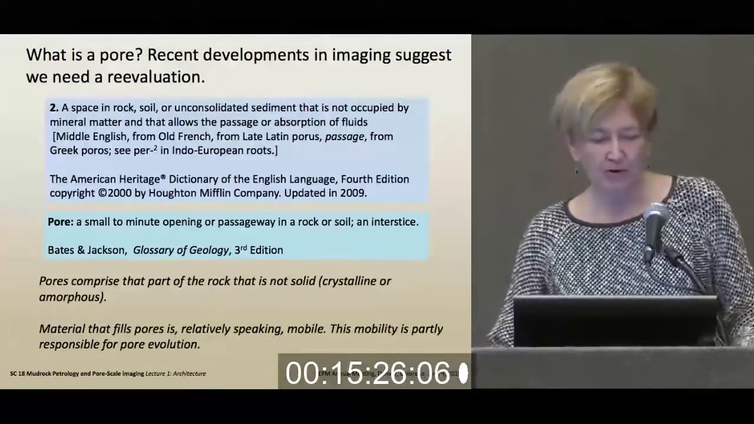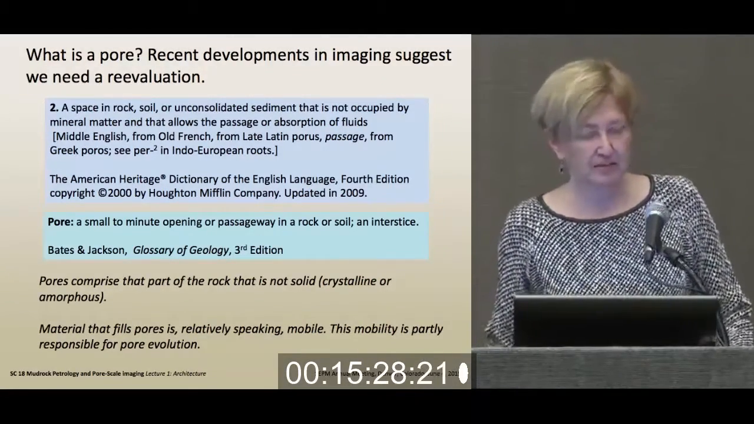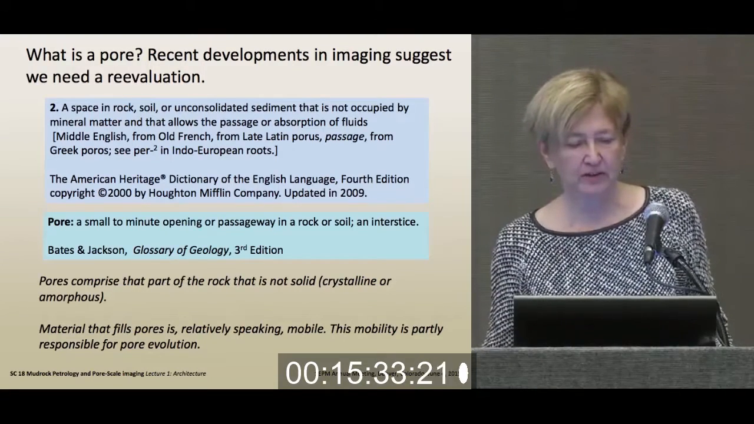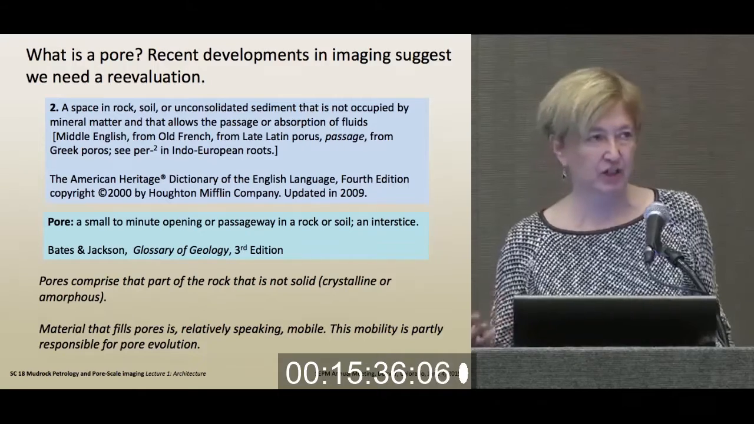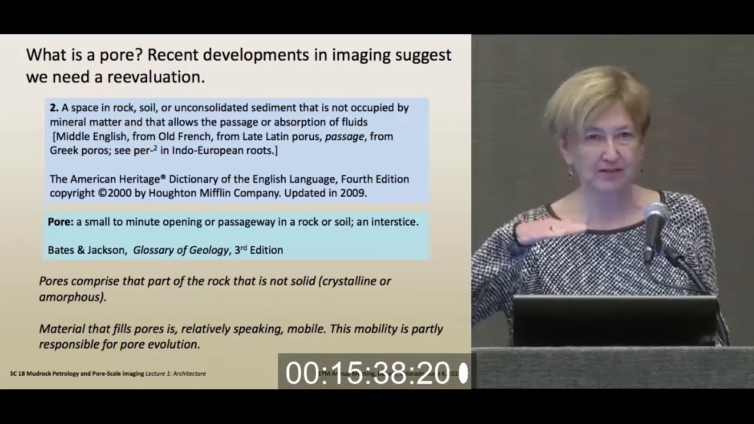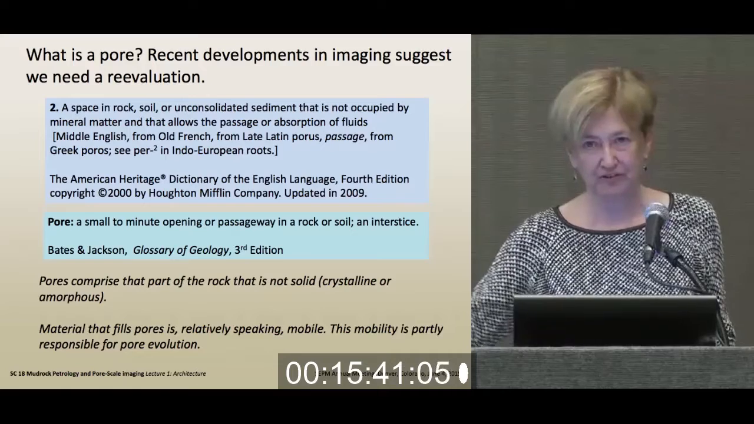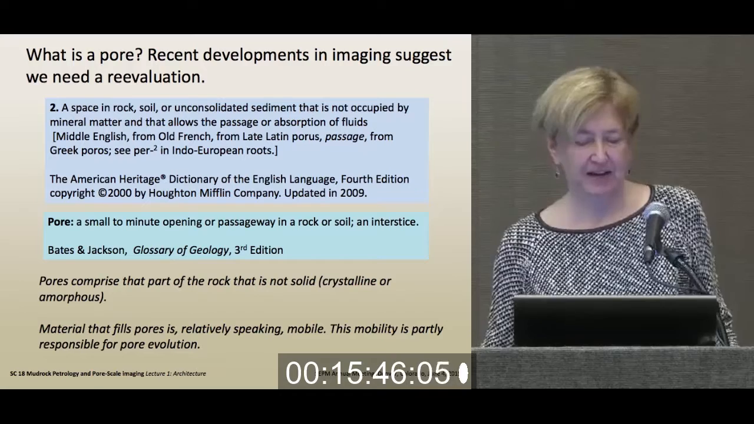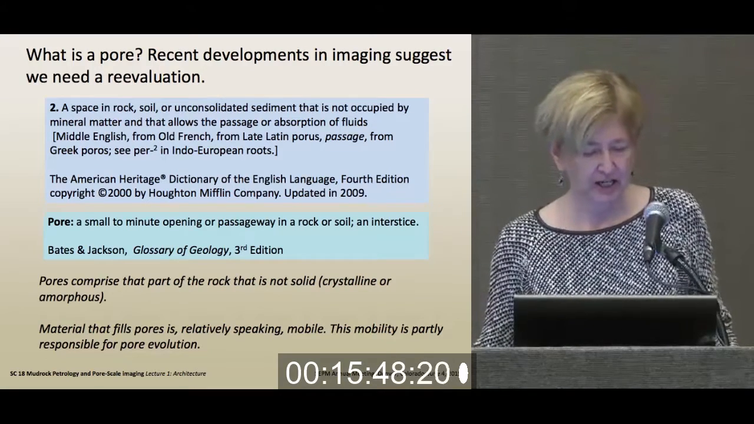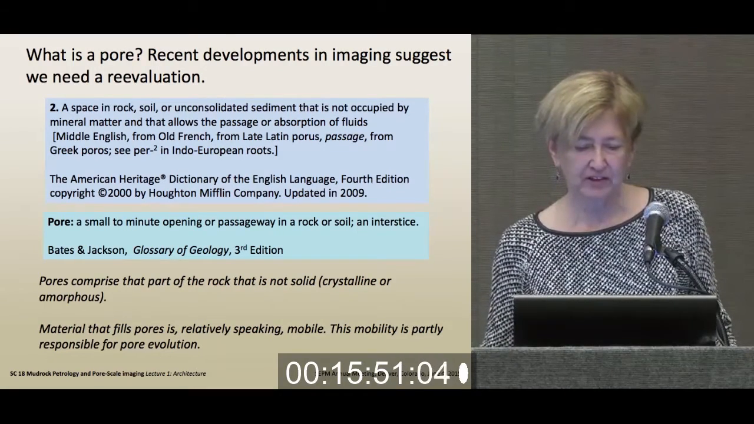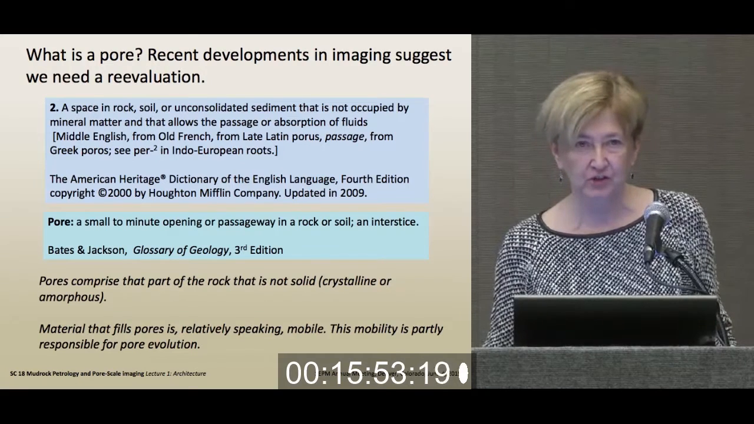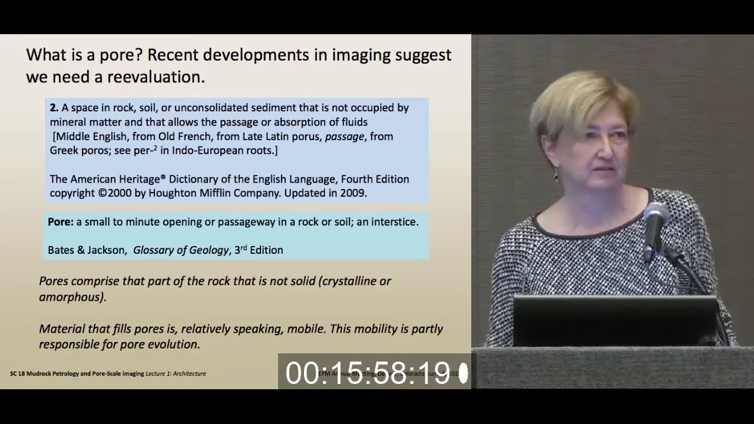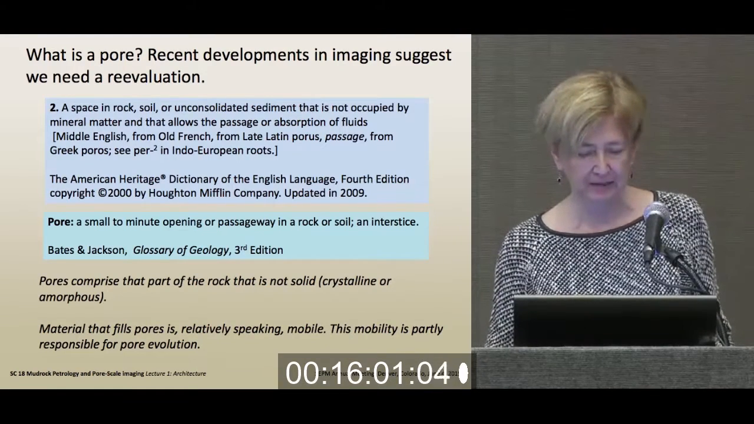So let's think more now about the part of the rock that isn't mineral or solid, the pores. And we're really in the middle of a reevaluation of what we mean by pore, and you'll really see that when you see Mark's pictures of things at high magnification. This is a definition I snatched out of a dictionary. And one of the key themes that runs through definitions of pores is the idea that they allow movement of fluid. That's something you see again and again.